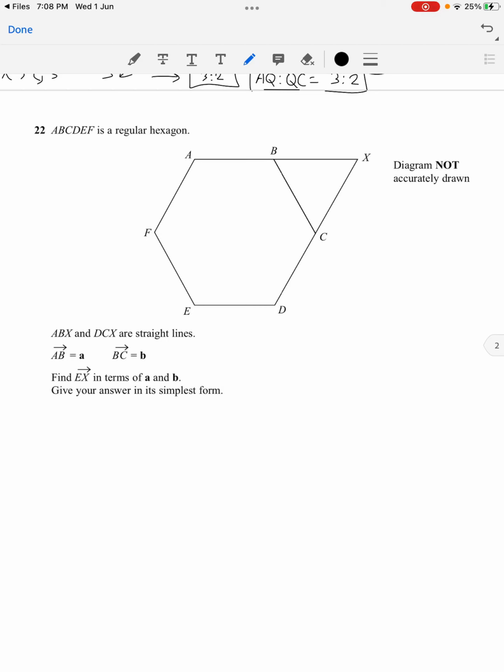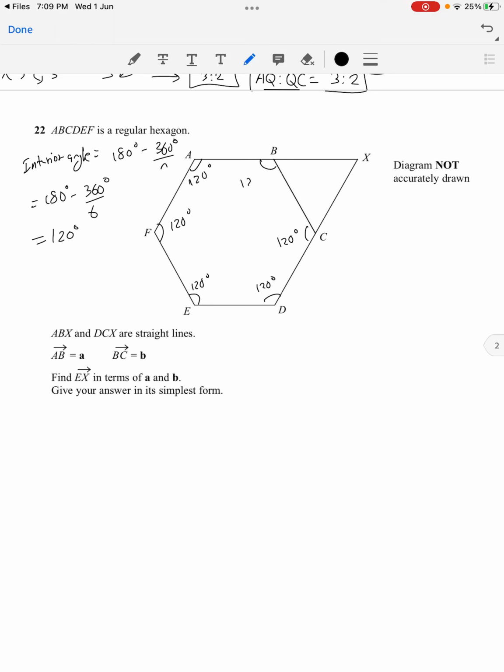Alright, so we can see that this is a regular hexagon, so that should immediately give you an assumption of what the interior angles are, right? The interior angle of a regular polygon is 180 minus 360 divided by n. So that's 180 minus 360 divided by 6 sides of the regular hexagon. That should give you 120 degrees per interior angle of this regular hexagon.